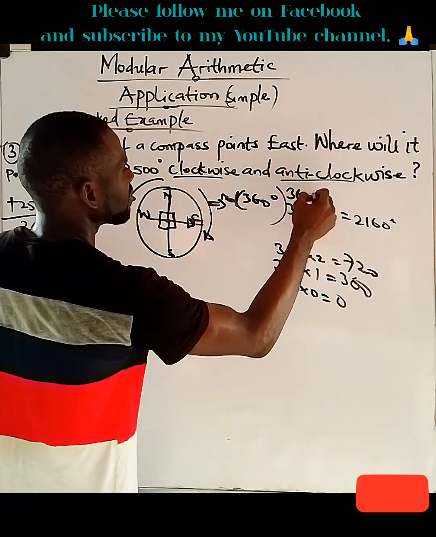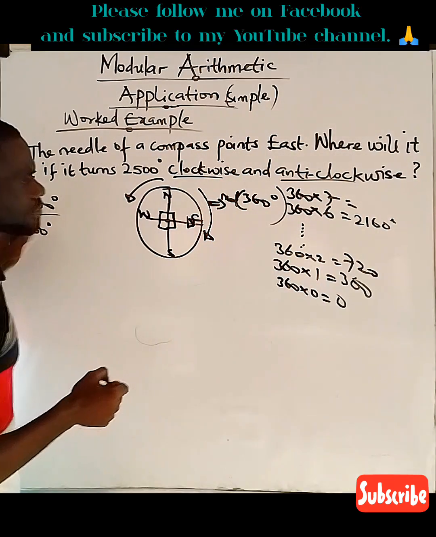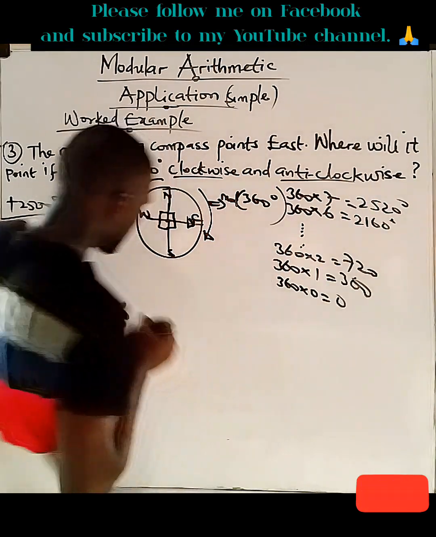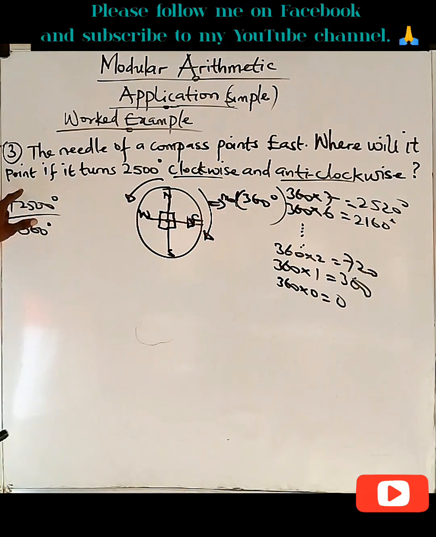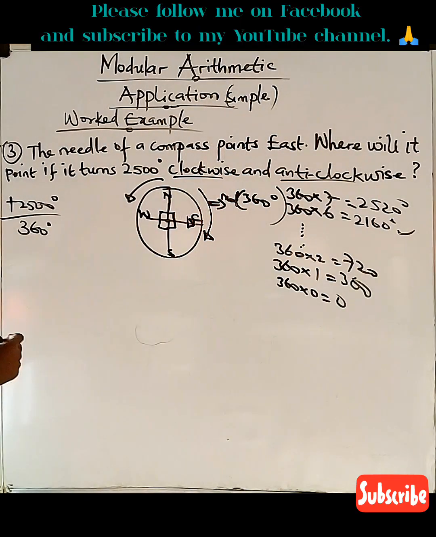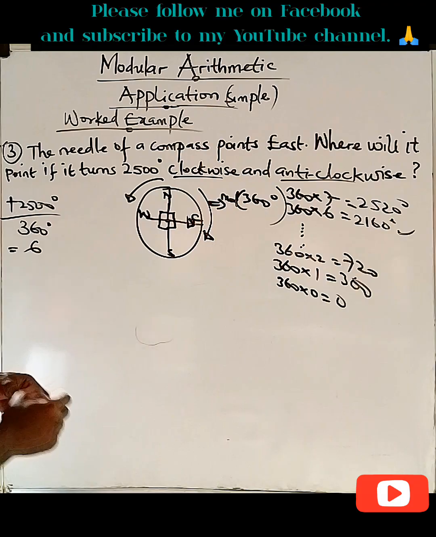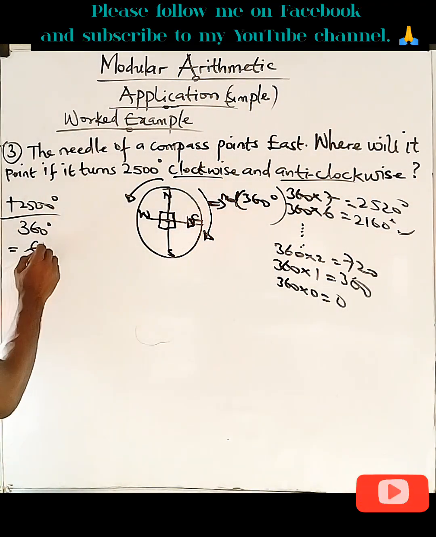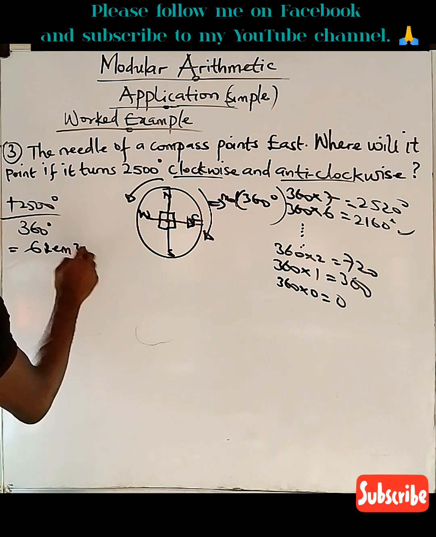So 360 times 7, we're looking for 2,500. 360 times 7 will give us 2520. This is way more than what we're looking for, so we're going to stop and go with this. So 360 into 2,500 will give us 6, which is 2160. 2,500 minus 2160 will give us 6 remainder 340.